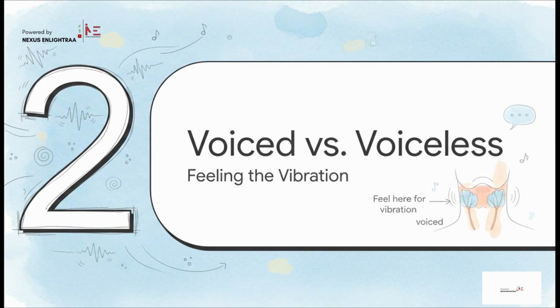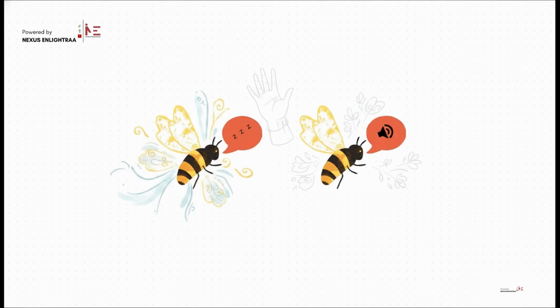Feeling the vibration. Okay, this next concept is absolutely foundational. Before we learn the specific sounds, we have to understand exactly how our throat works when we speak. So please take your hand right now and place it flat against the front of your throat. For a voiced sound, you will actually feel a vibration in your throat, exactly like a buzzing bee. For a voiceless sound, you'll feel no vibration at all. The bee is fast asleep. It's literally just pure air passing through your lips. So keep your hand ready because we're going to practice this right now.